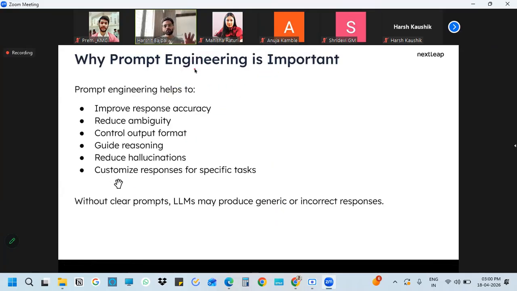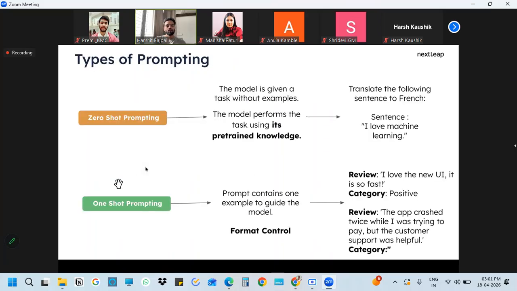Why is prompt engineering important? It improves the response accuracy. It reduces ambiguity. You don't have random things flying around. You can control the output. You can reduce hallucinations. This is something that we have not encountered for now, but it is also one of the things which happens essentially, right? Without clear prompts, LLMs would provide generic information or essay type information, or sometimes incorrect information as well, right?